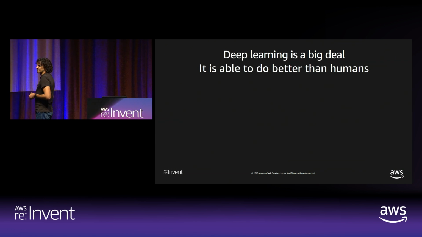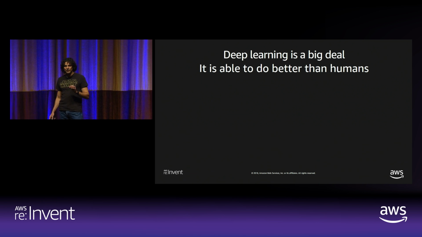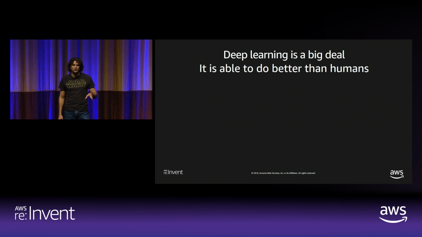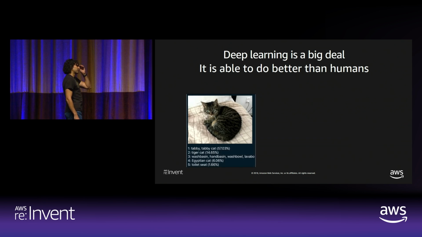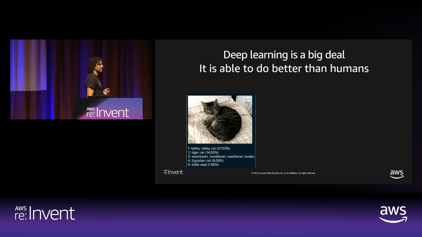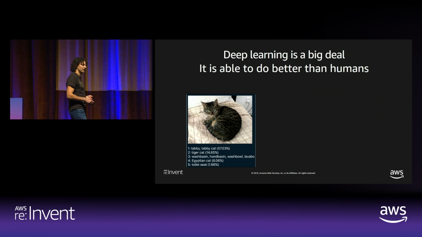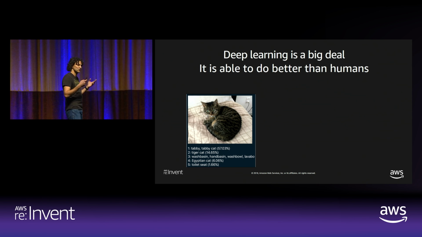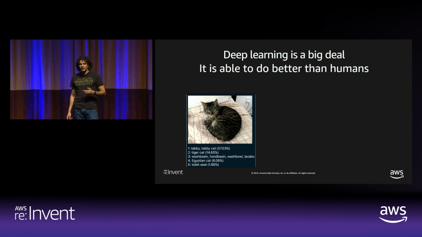But there's another reason for why it's a big deal, and that's that it's able to do better than not only other machine learning techniques, but also better than us humans. And I'll give you a classical example. There's a problem in computer vision called image classification. It's a problem that is pretty easy to define. Given an input image, identify the most prominent object in that image. And that was considered a very hard problem.